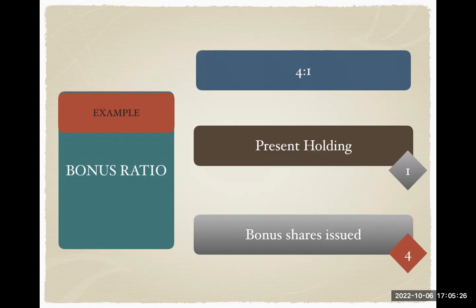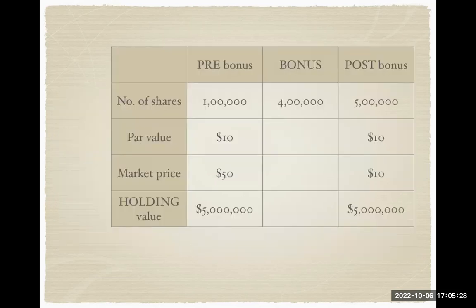Let's take a look at how this gets impacted to Hari Hedge Fund. Pre-bonus, the number of shares they hold is 100,000. The par value is $10. The market price is $50. The holding value is 100,000 multiplied by $50. That gives you $5 million. The bonus is issued in the ratio of 4:1. So that means the Hari Hedge Fund is entitled to 400,000 shares. That is the entitlement. So post-bonus, the holding is 100,000 plus 400,000. That gives you a post-bonus holding of 500,000.